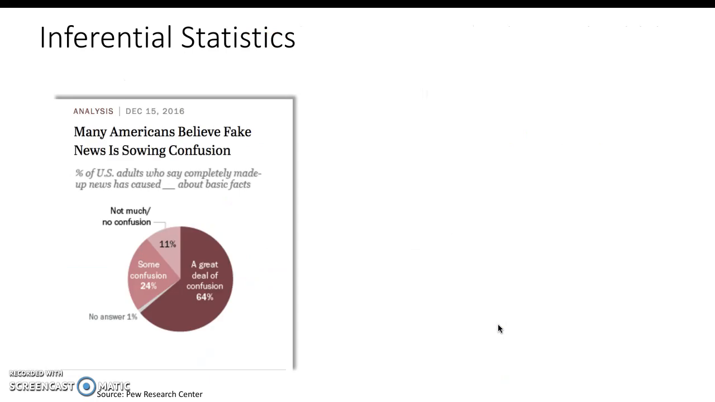So let's talk a little bit more about inferential statistics. We're going to use this study as an example. Many Americans believe fake news is sowing confusion. Okay, that right there is an inferential statistic. It may not look like it, but it is a generalization about Americans. We're generalizing that many Americans believe fake news is sowing confusion. And then we've got a descriptive statistic there, that pie chart. It is a graphical representation of the data that was collected.